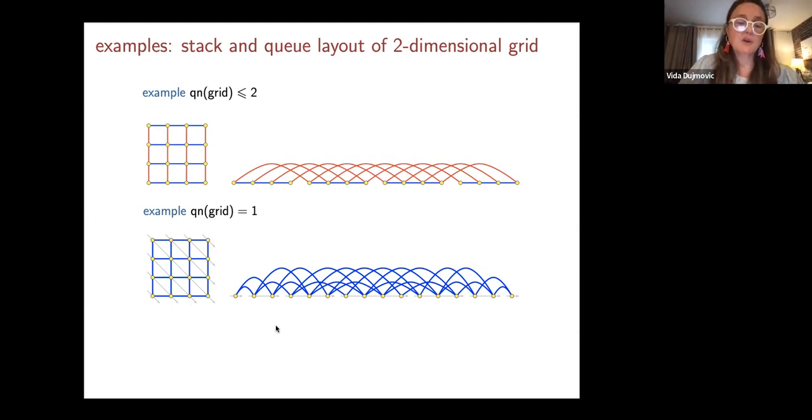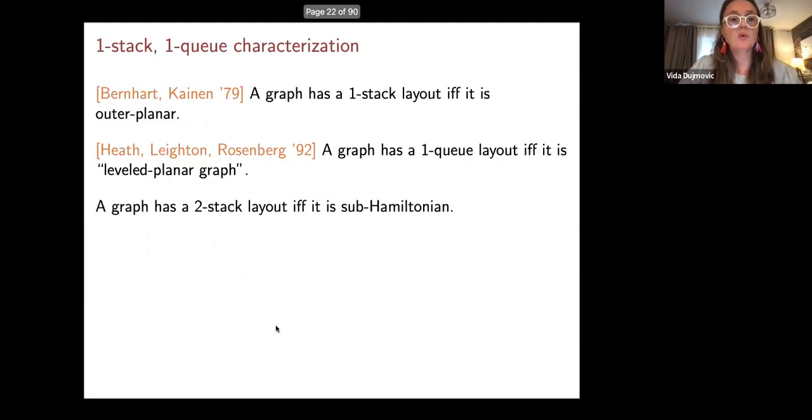Okay, so these are the only little examples I'm going to give you. But let's find out what was known before. Remember, we are trying to see, can we separate stacks and queues? If we can separate stacks and queues, there should be a family of graphs for which the stack number is constant but the queue number is not, or the other way around.